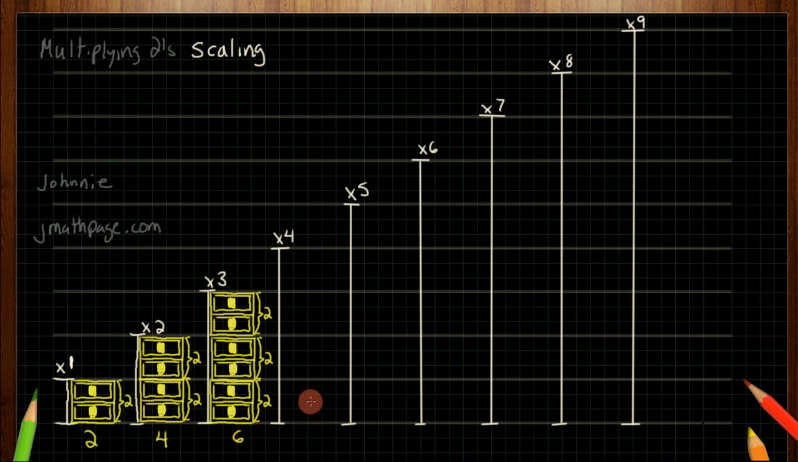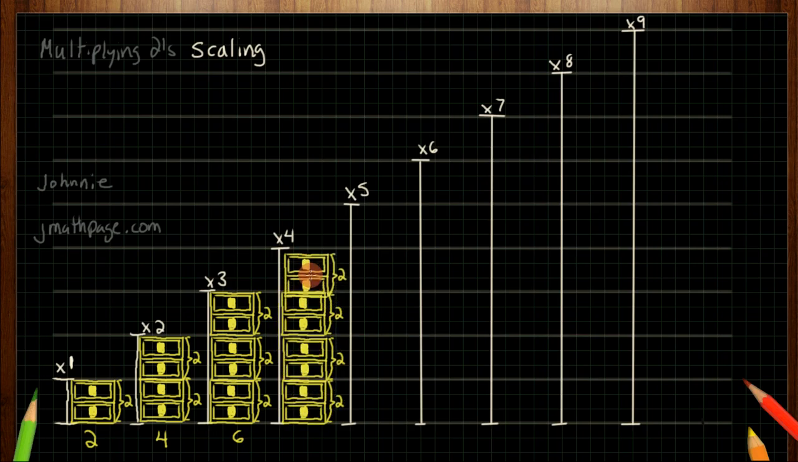What about this one? 4 times as big. 2, 3, 4. So now I have 4 stacks of 2 boxes. How many boxes do I have altogether? 2, 4, 6, 8 altogether. If we look, here's 1 stack of 2 boxes. This is 4 times bigger. And we can see that 8 is 4 times as much as 2.